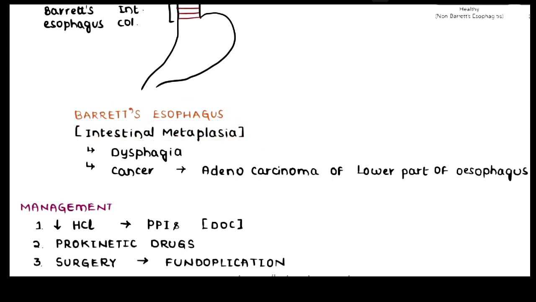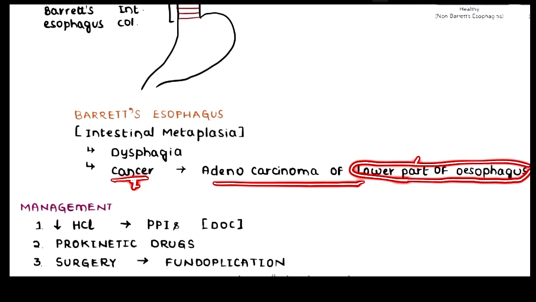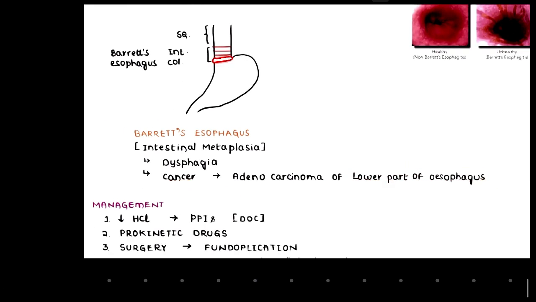And as it gets worsened because of inflammation, it can also cause damage to cells, that is dysphagia, right? And ultimately it is the most common risk factor for causing adenocarcinoma of the lower part of the esophagus. Why the lower part of the esophagus? Because this lower part of the esophagus is what is most in contact with our gastric content.